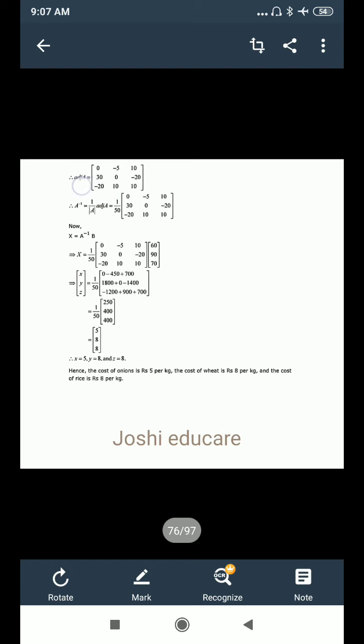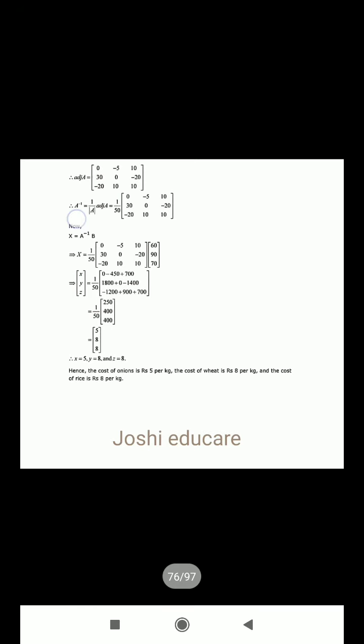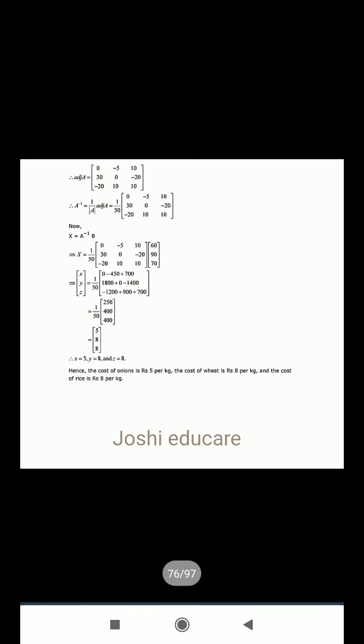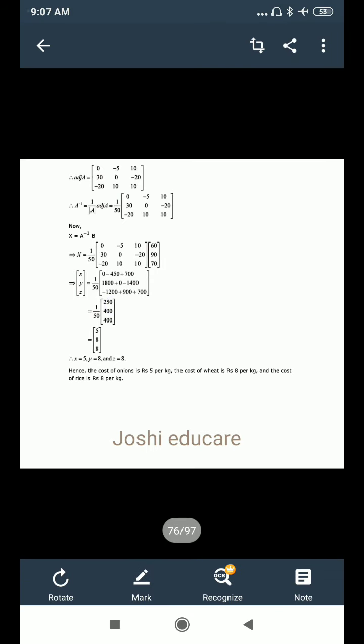So, we got adjoint of A and A inverse is equal to adjoint of A divided by determinant of A. We got this thing. Now, we will use the same property X is equal to A inverse into B. You multiply this with B and replace X with column matrix x, y, z. So x, y, z is equal to it, right hand side is actually 5, 8 and 8. So you can get x is equal to 5, y equal to 8 and z equal to 8. Thereby we have the cost per kg of all these items.